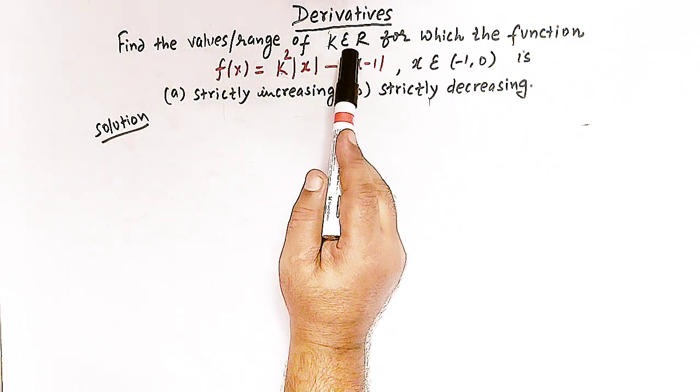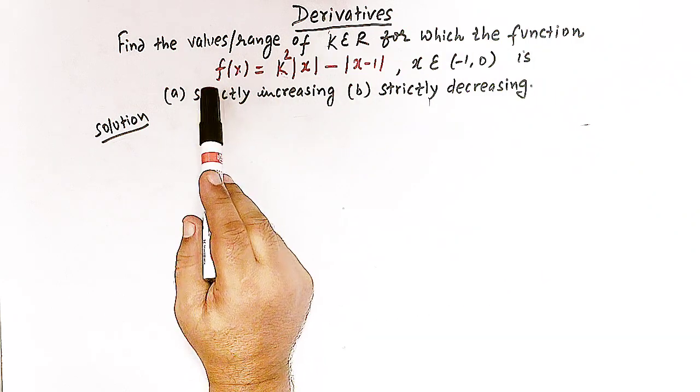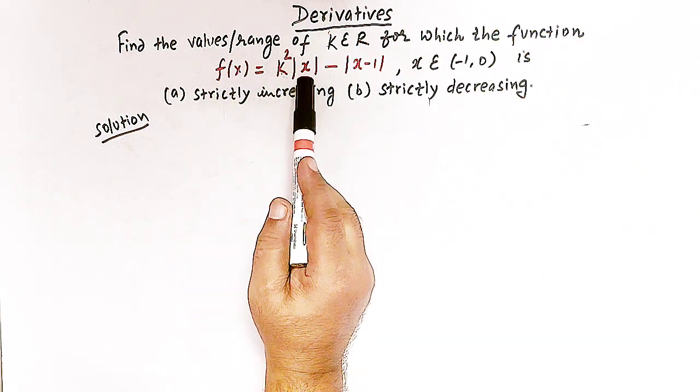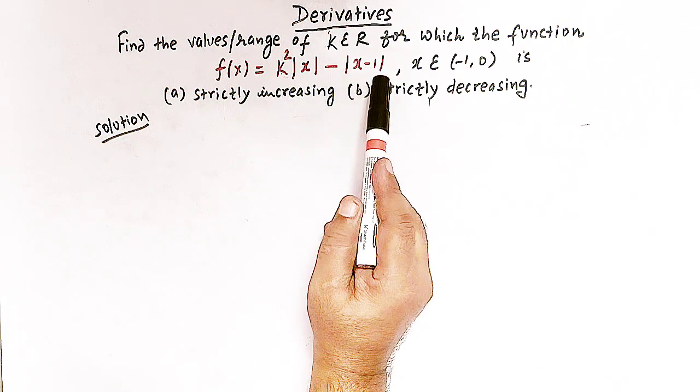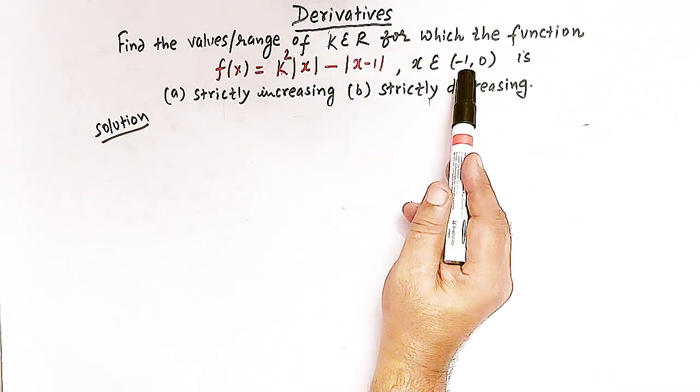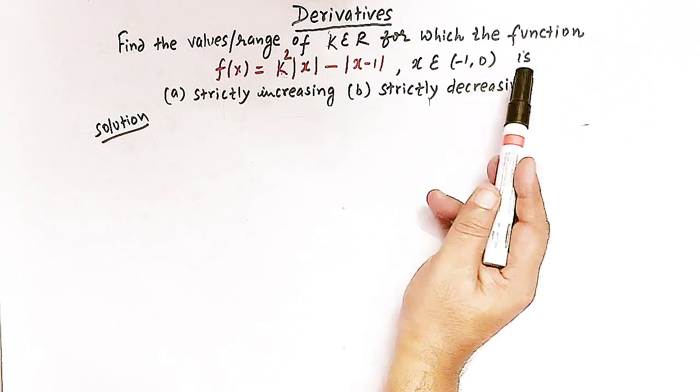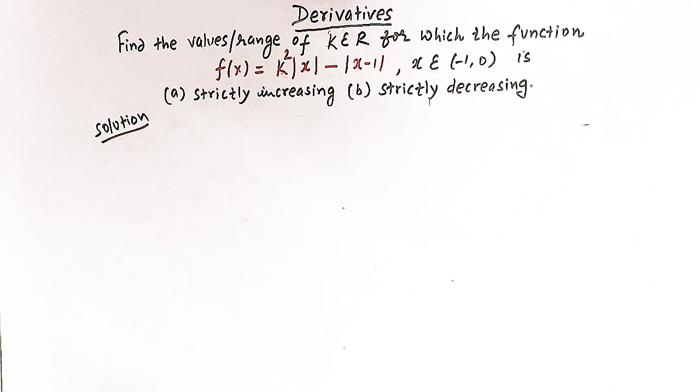belongs to the set of real numbers for which the function f of x is equal to k square mod of x minus mod of x minus 1, where x belongs to the open interval minus 1 comma 0, is strictly increasing and strictly decreasing, right?